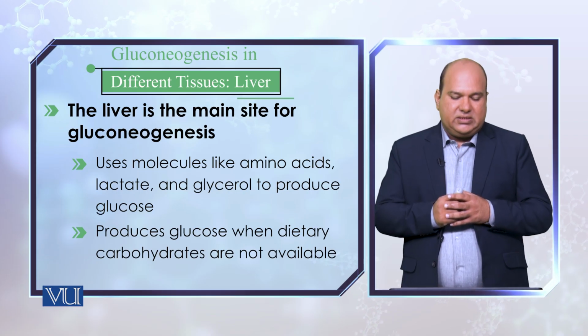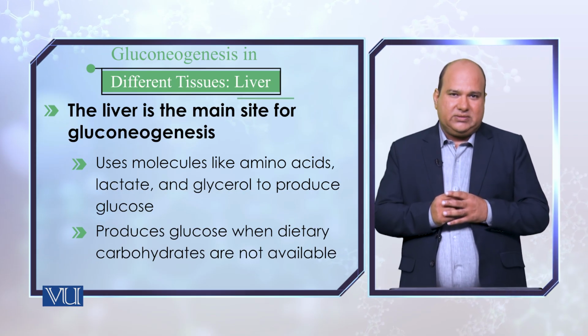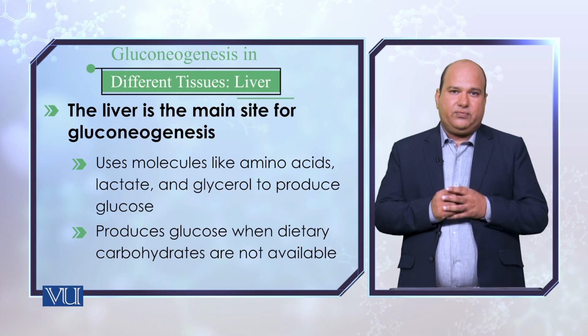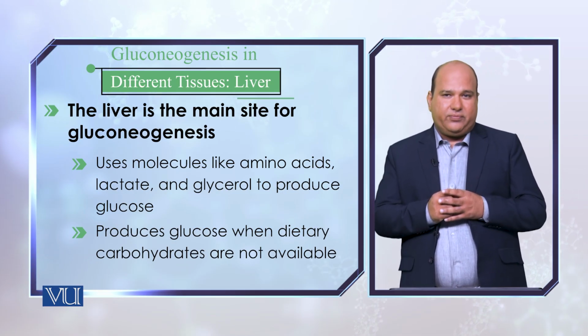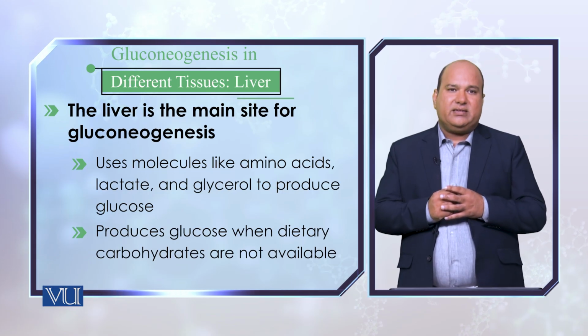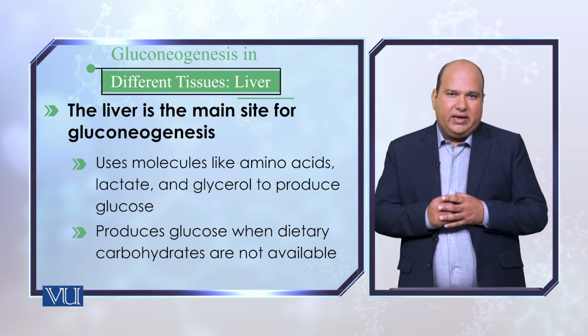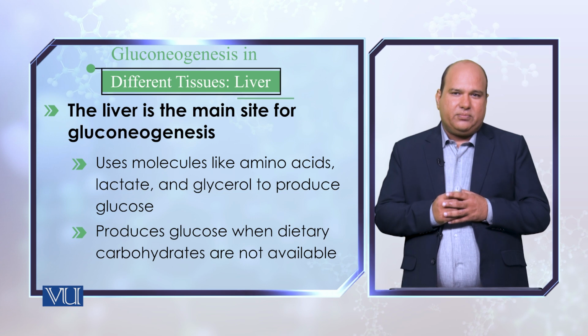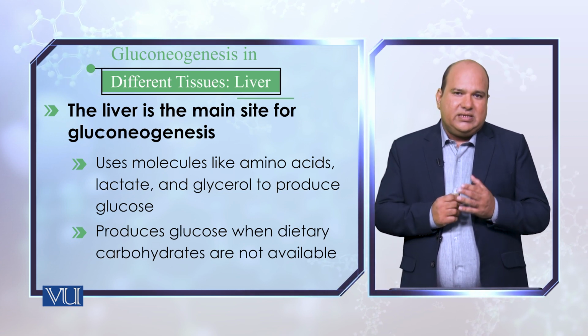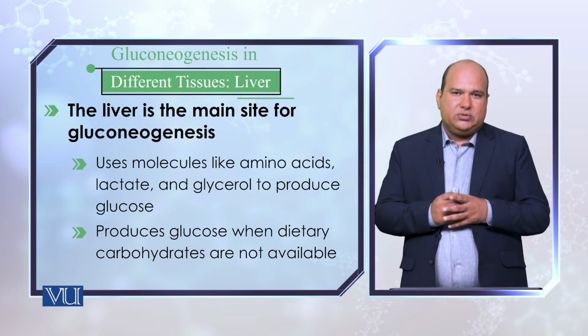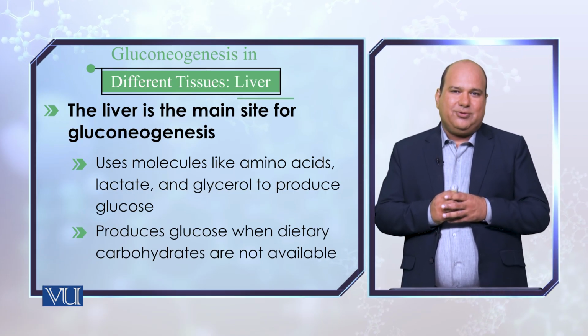The liver uses molecules like amino acids, which come from the degradation of proteins, then lactate, which comes from the anaerobic part of glycolysis, and then glycerol, which comes from the metabolism of fatty acids or lipids. So, these are the molecules which the liver uses for the formation of glucose.